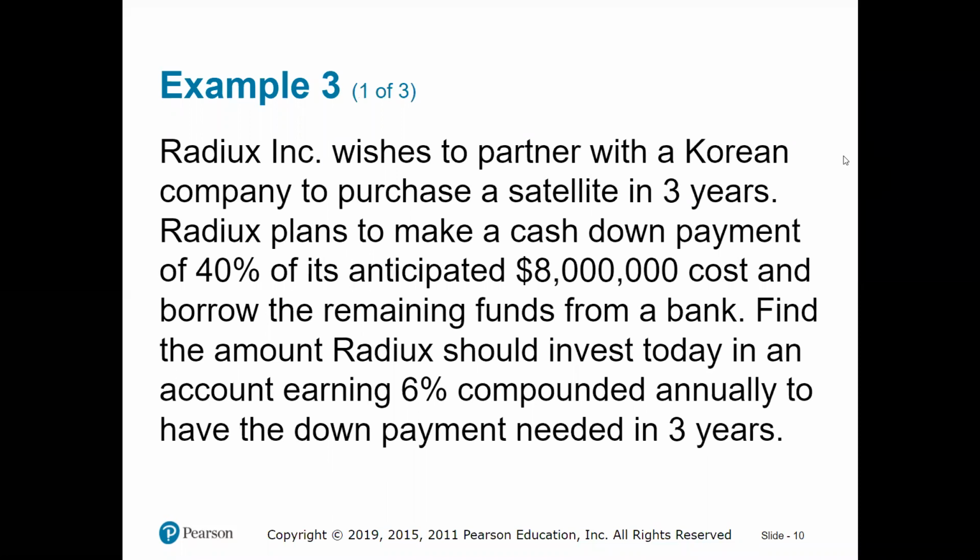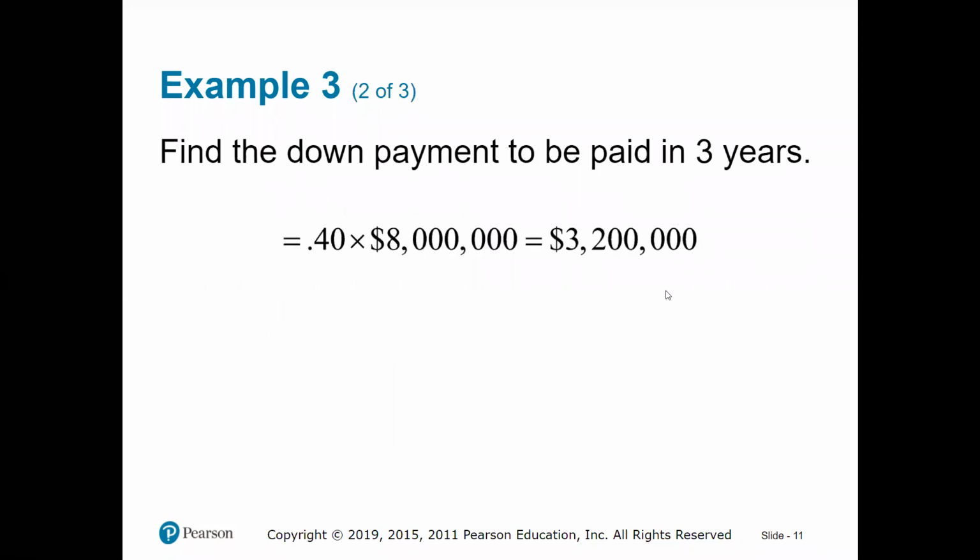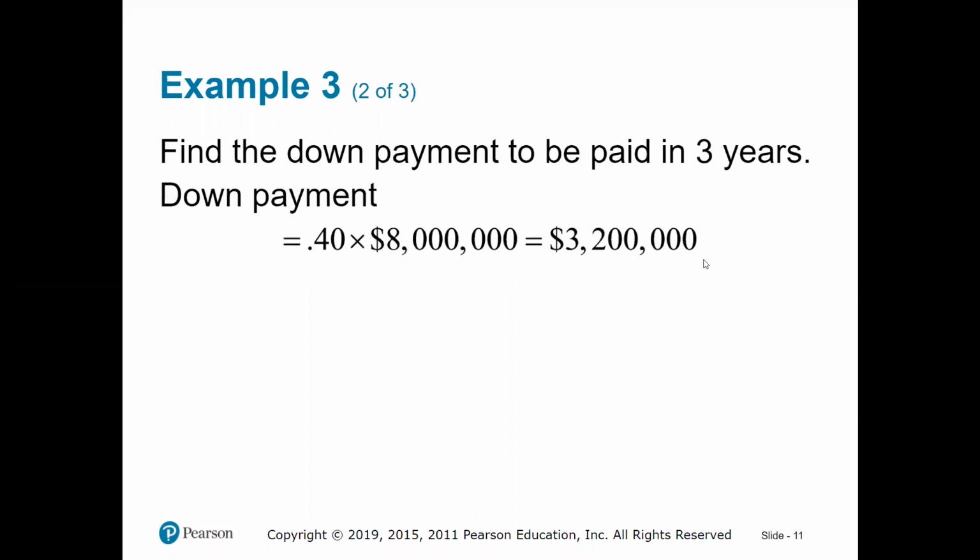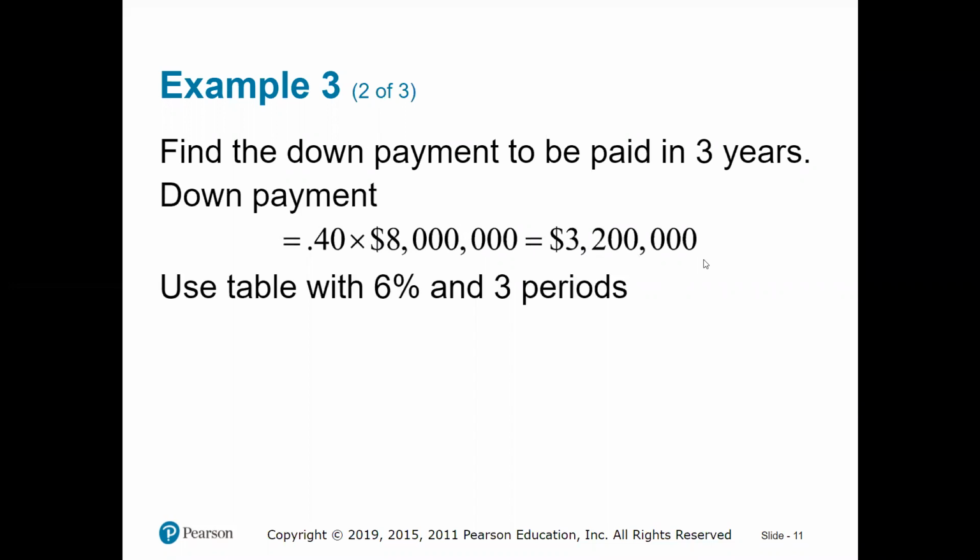Okay, another example. This company wishes to partner with a Korean company to purchase a satellite in 3 years. The company plans to make a cash down payment of 40% of its anticipated $8 million cost and borrow the remaining funds from the bank. Find the amount that the company should invest today in an account earning 6% compounded annually to have the down payment needed in 3 years. So first you have to figure out the down payment. Out of the 8 million, they're going to put down $3,200,000. Boy, isn't it nice to be that wealthy.